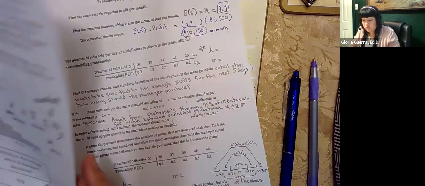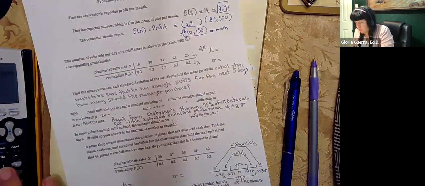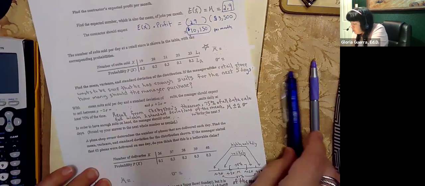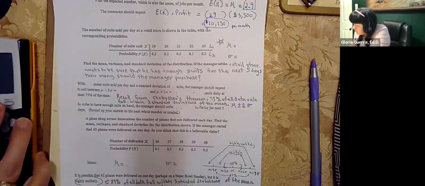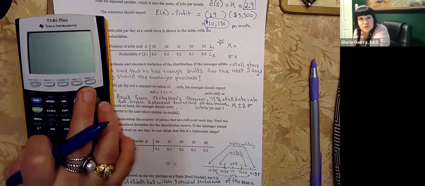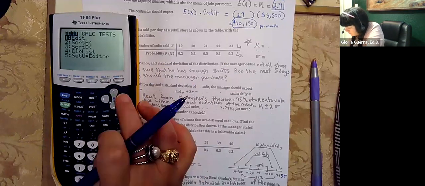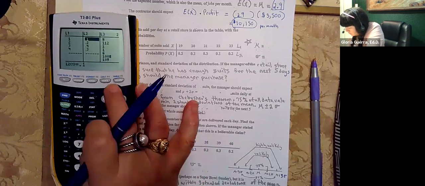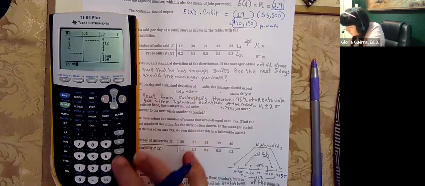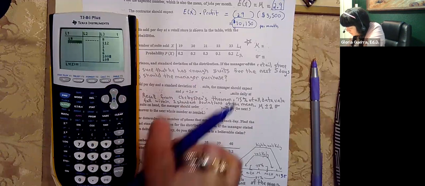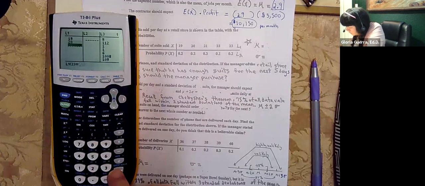How many suits can the manager anticipate to order? First we'll do the mean, standard deviation, and variance. So let's put those in for this problem. Stat, edit, clear, clear. Then enter 19, 20, 21, 22, 23, and then the probabilities 0.2, 0.2, 0.3, 0.1, 0.2.